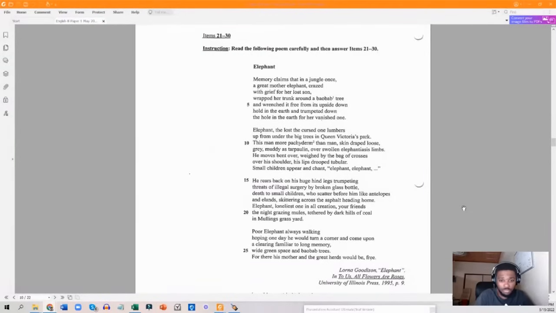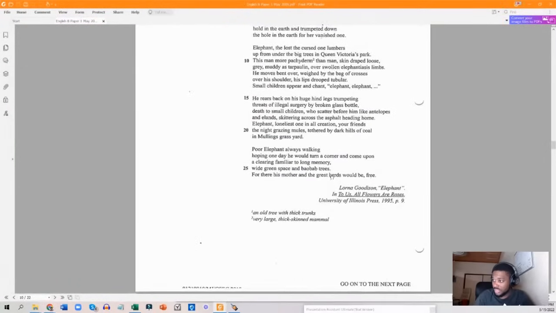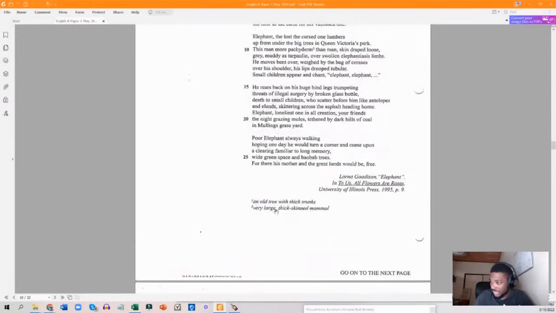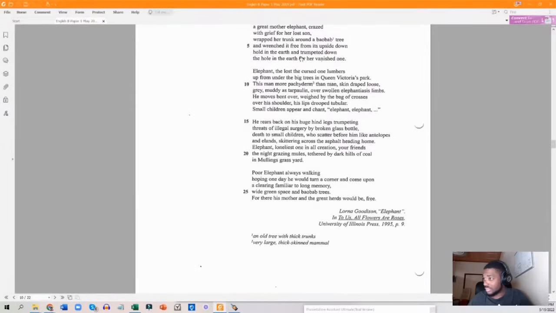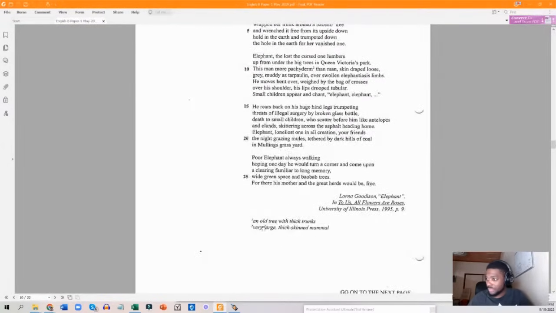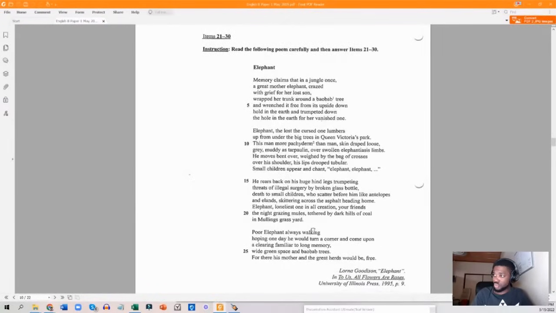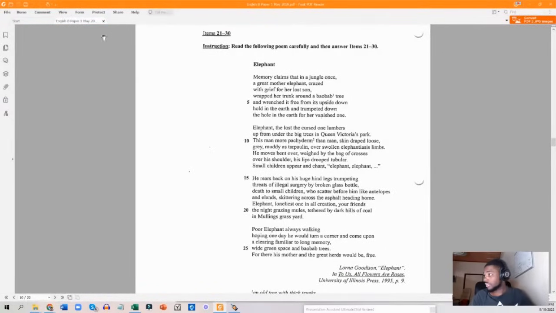Okay, are you guys ready? And by the way, we have some footnotes here. I thought pachyderm was one of the footnotes. Yeah, so pachyderm here: a very large, thick-skinned mammal. And the other one should be baobab. It's an old tree with thick trunks. All right, so knowing the meanings for those words will help us in the poem. Okay, here we go.